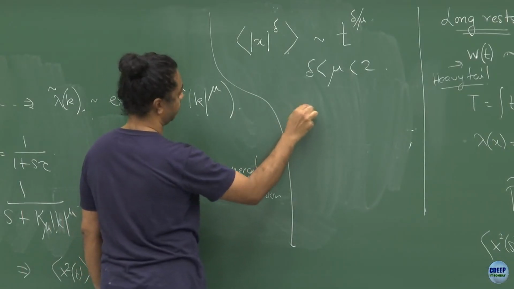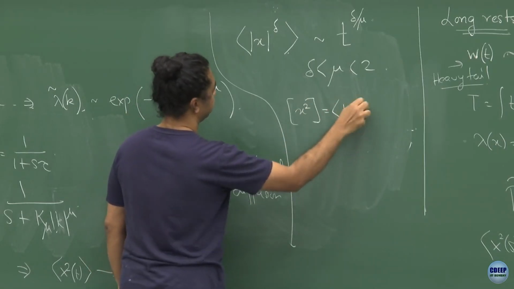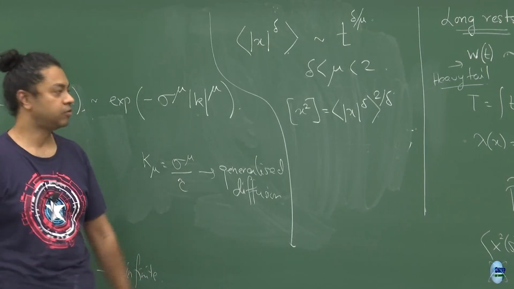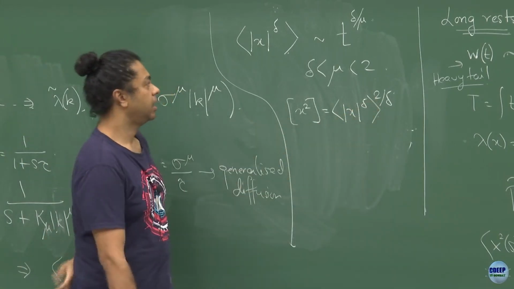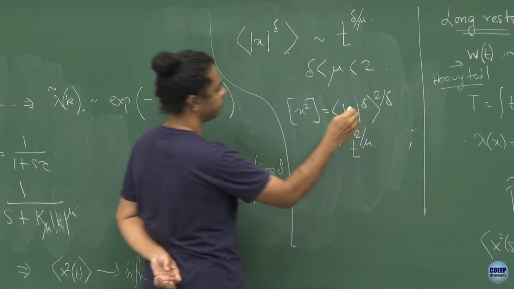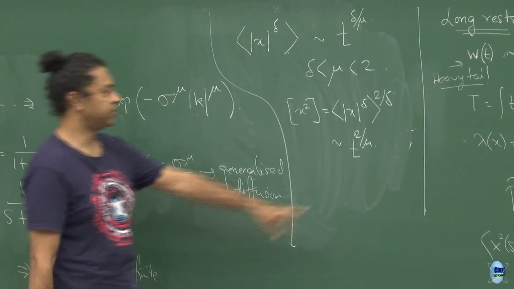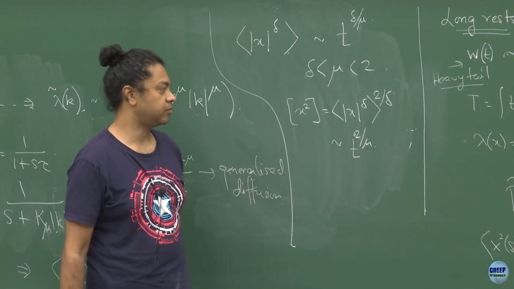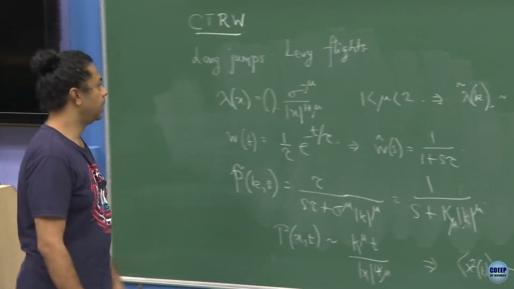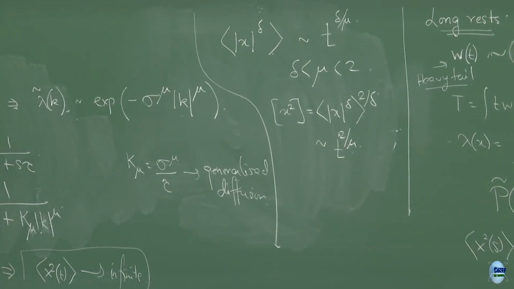x square box, which is this average of x to the power of delta, to the power of 2 by delta. Okay. So, it gives you some sort of a square. And that goes as t to the power of 2 by mu, since x to the power of delta goes as t to the power of delta by mu. And since mu is less than 2, this exponent is greater than 1, which is something like superdiffusion. But the actual MSD, this proper MSD, is of course infinite.